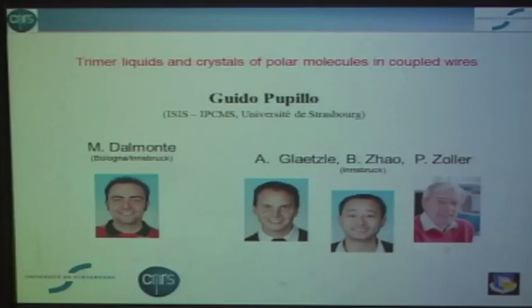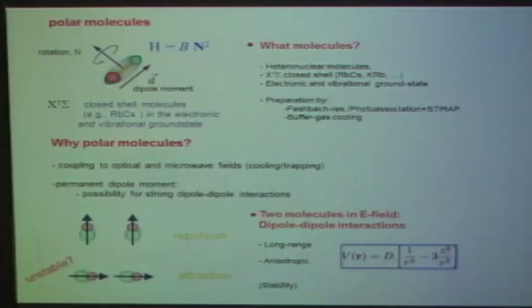Okay, so we're going to talk about polar molecules and trimer liquids and crystals. So polar molecules here, I just want to define what kind of molecules we are thinking of. These are closed shell molecules in the electronic and vibrational ground state. And we are very excited about the fact that they have permanent dipole moments, and so it is possible to align them using external fields.